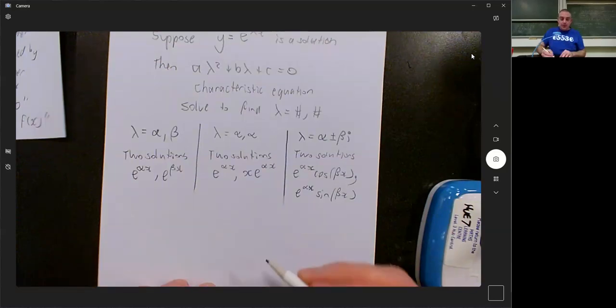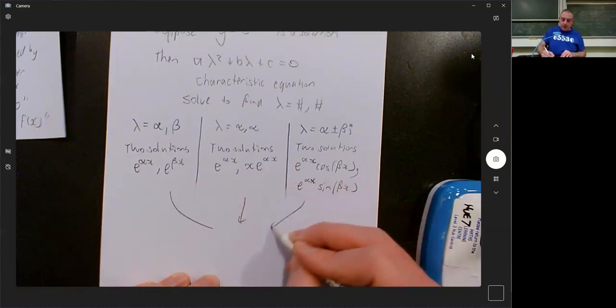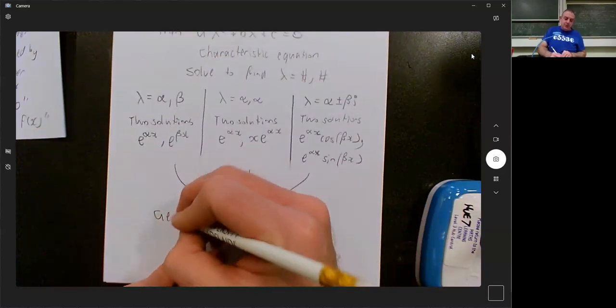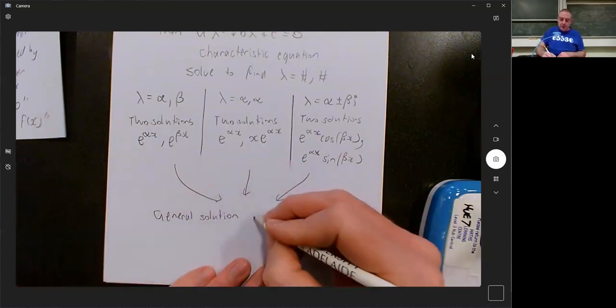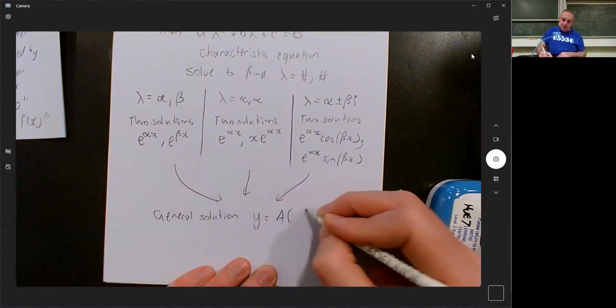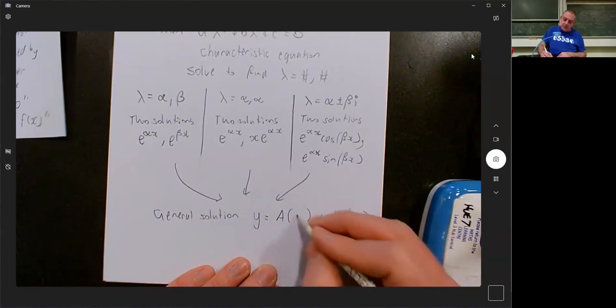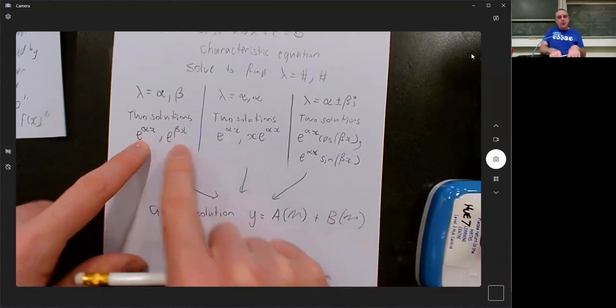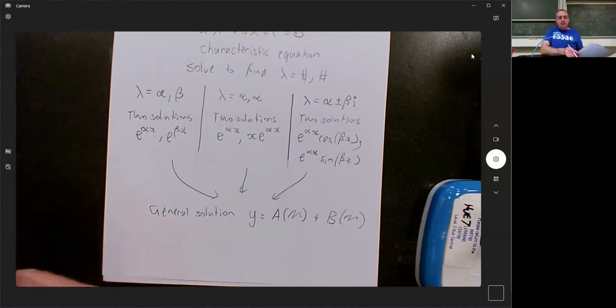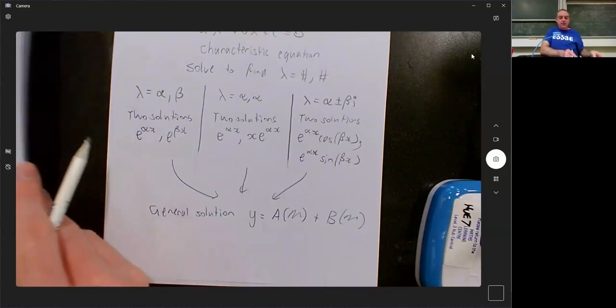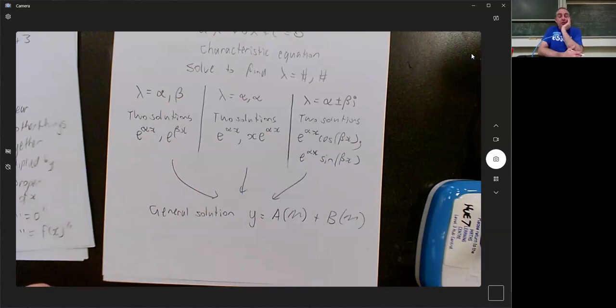And then once you've got them, then the general solution, which means all the solutions, is something times one plus something times the other. And you just put the two answers that you've got in these positions and it will be the answer. That's the process for finding solutions of homogeneous constant coefficient second order differential equations. That's the process.